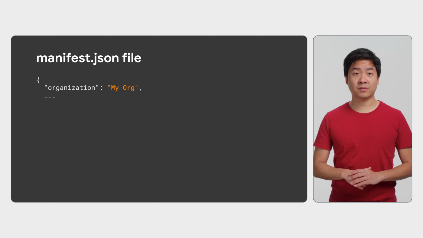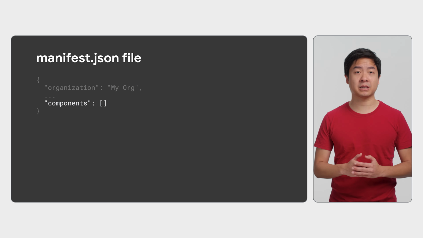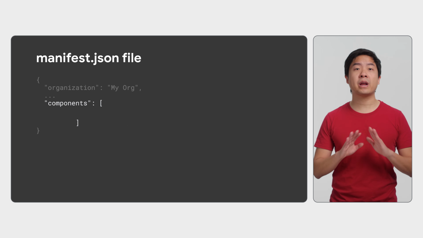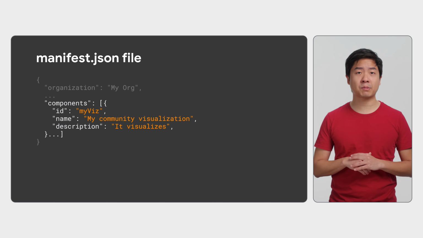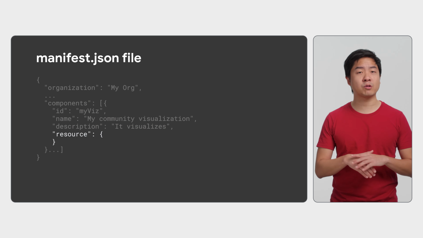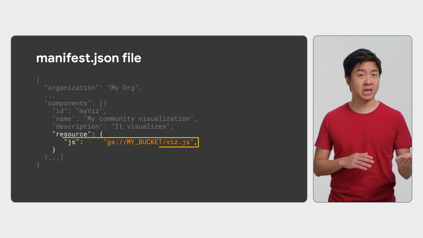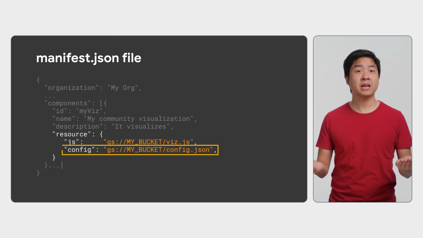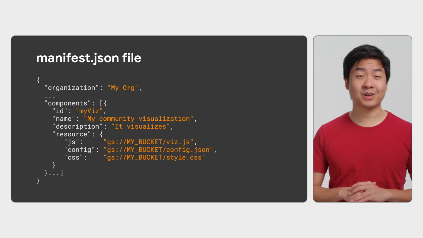This manifest.json file consists of multiple string properties and the components property. This property consists of an array of component objects, each representing a visualization. The component object contains multiple string type properties like the name and description of your visualization, but it also contains the important resource property, which helps Looker Studio find the location of your JavaScript.js file, config.json file, and your optional CSS file.